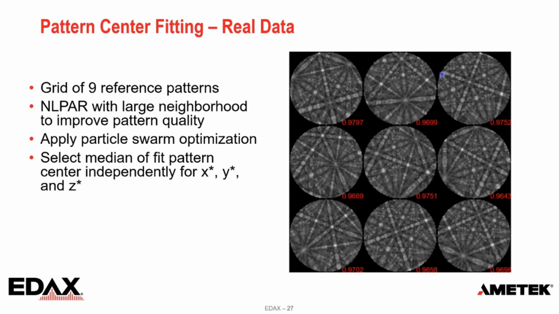And then I applied that particle swarm optimization to each one, and this is the result of the median of the fit pattern centers. So this is all simulated with a single pattern center, flipping back and forth between experimental, which is slightly brighter, and the simulated, which is slightly darker. And then the red is the normalized dot product. So you can see that this has done an excellent job of fitting the pattern center.